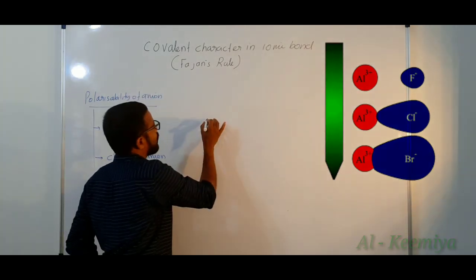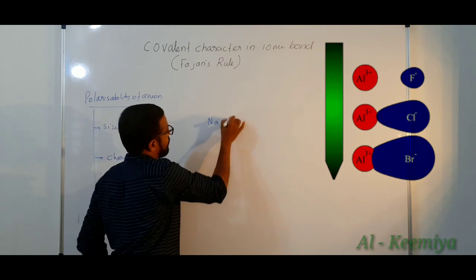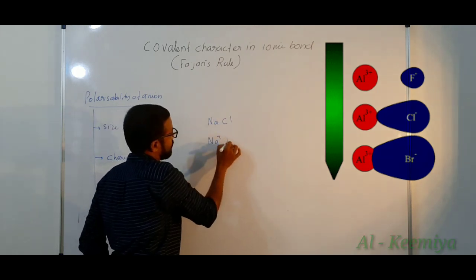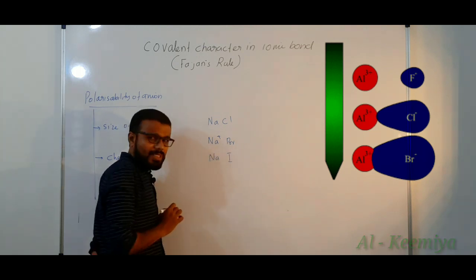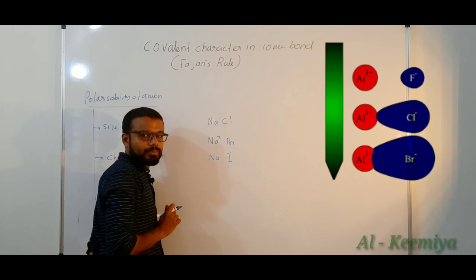Let's look at an example. See, NaCl, NaBr, NaI. Which one have higher covalent character?